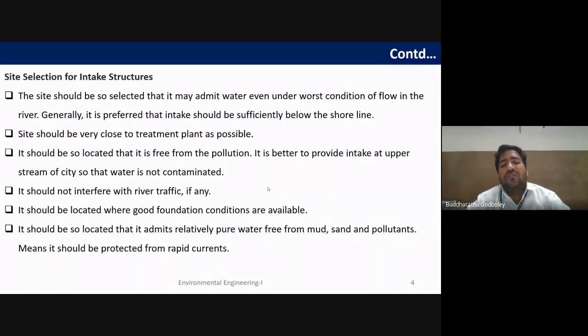So you should be very sure about the good foundation conditions being available where you are constructing your intake structure. Okay, it should be so located that it admits relatively pure water free from mud, sand and pollutants. The mouth of the inlet of your intake structure should be sufficiently far from the surface, or in such a good position, that mud, sand and pollutants do not enter. It means it should be protected from rapid currents.